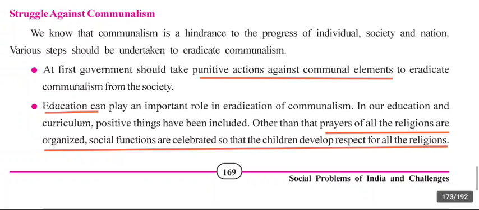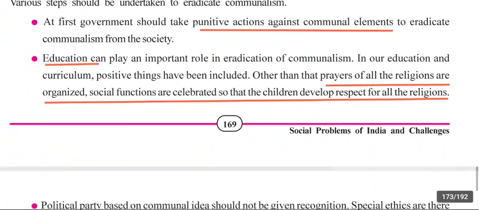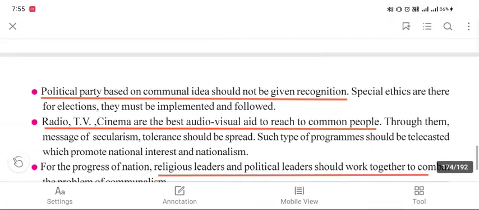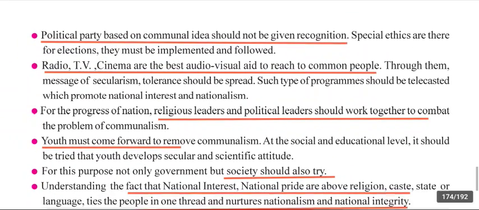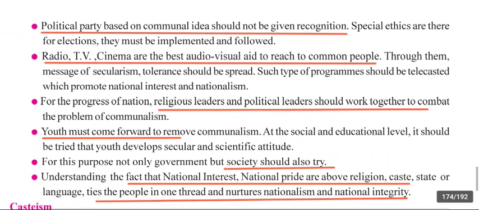But this needs to be better, this needs to improve so that children from their childhood learn to live in harmony with others and they develop respect for all the religions. Political parties based on communal ideas should not be given recognition. So any political party which is based on the idea of community should not be given recognition.